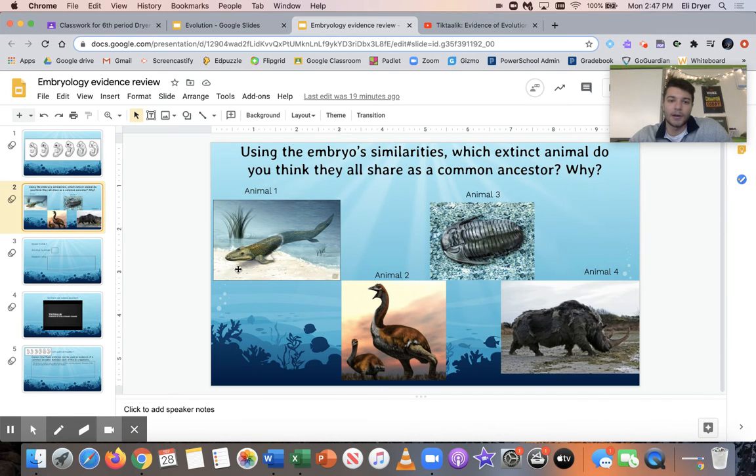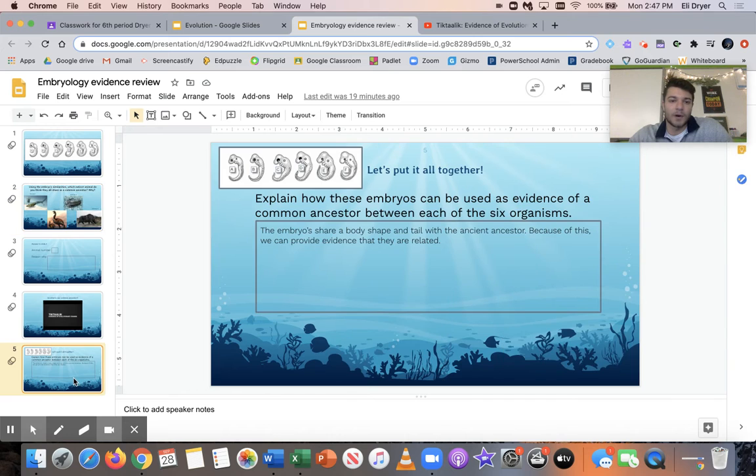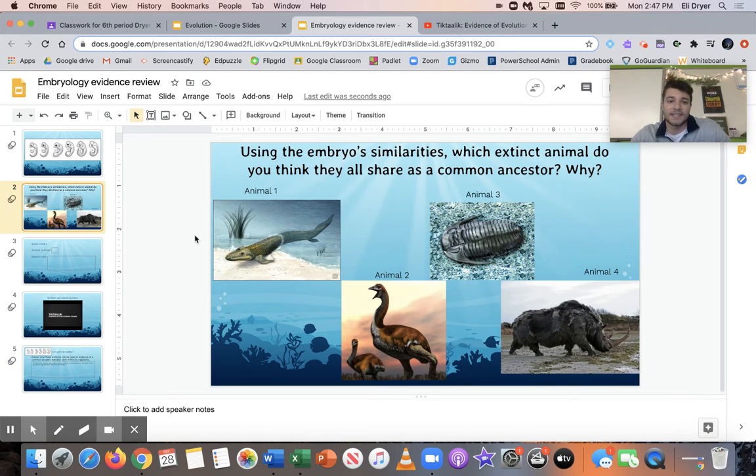this animal right here. And so what we said was, we looked at the embryo's body shape. We looked at the tail. You can also look at the head shape, and you can look at the gills. And you can say they share these similar traits. It looks a lot like animal one. And because there's so much similarity, it provides evidence that they are all related and that they all come from the same common ancestor. And that's how we use embryo similarities to find a common ancestor.